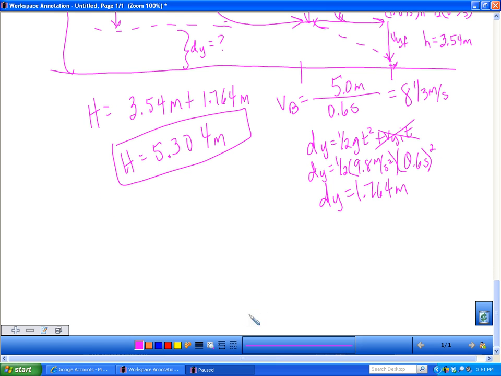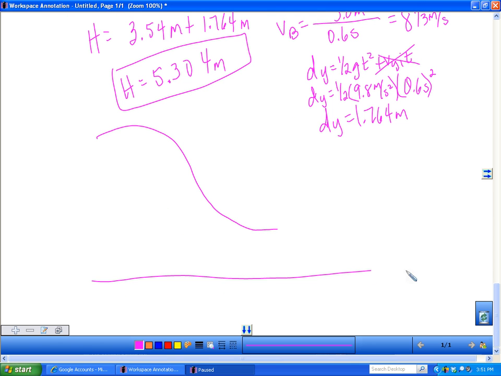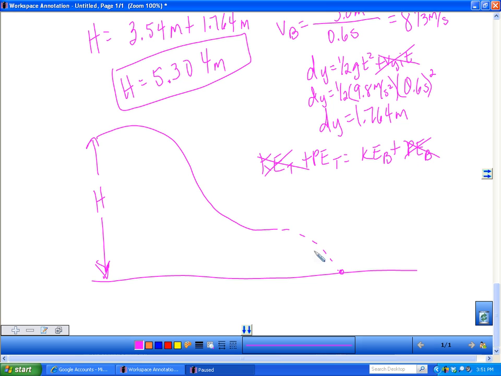Now there's another way to do that. Here's my water's edge. Here's the big H that I was looking for. I can say that KE at the top plus PE at the top equals KE at the bottom plus PE at the bottom. There is no PE at the bottom, and there is no KE at the top. Now the only problem is I have to find the speed that he hits the water with. So there's a Vx here and a Vy. Vx is going to be 5 meters over 0.6 seconds, or 8 1/3 meters per second.